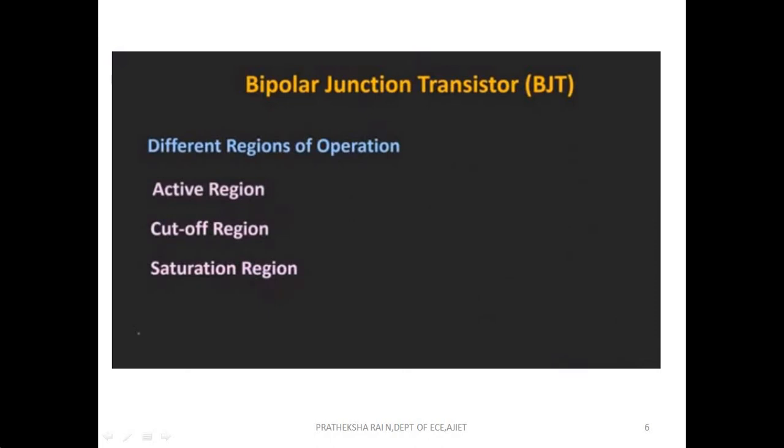So whenever the BJT is used for the amplification, then it is used in this active region, and whenever it is used as a switch, then it is used in the saturation and the cutoff region. And in the upcoming videos, we will see in detail about these different regions of operation.